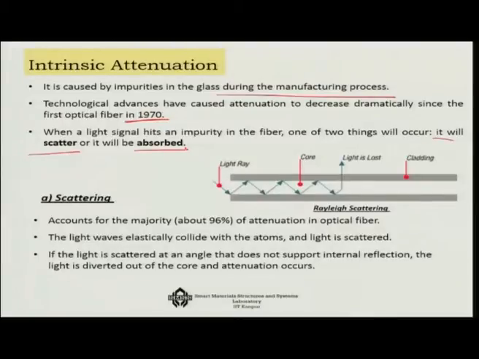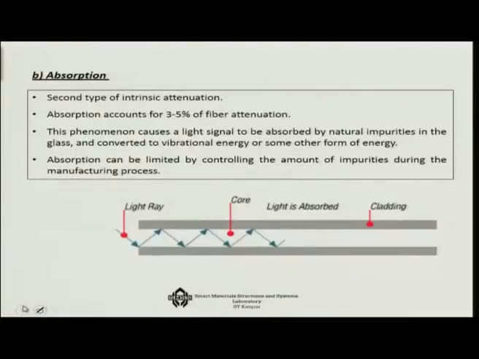So, if it scatters, this accounts for the majority, about 96% of attenuation in the optical fiber. Then the light waves elastically collide with the atoms and light is scattered. And if the light is scattered at an angle that does not support internal reflection, then the light gets diverted out of the core and hence the attenuation would occur. So, scattering may disturb that critical angle constraint, and that can happen through the impurities.